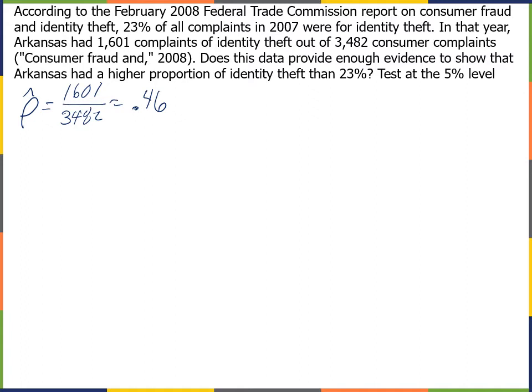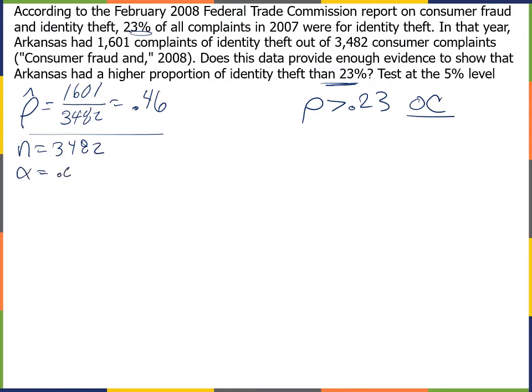So what they're saying is, is that enough to show that Arkansas has a higher identity theft rate than the 23% which was found by the 2008 Federal Trade Commission? So the claim is that the proportion from the whole population is greater than 23%, so 0.23. That's our original claim, and we want to use this sample evidence to decide whether that's going to show that it's true. Our sample size was 3,482. Our alpha is 5%, 0.05. And that's all the information we can get out of this.